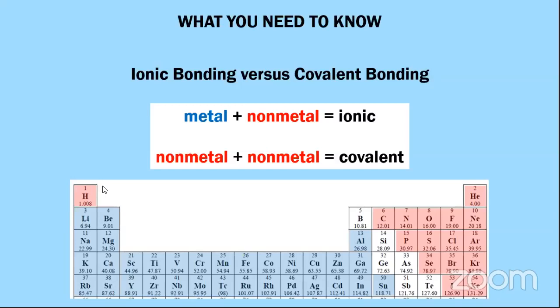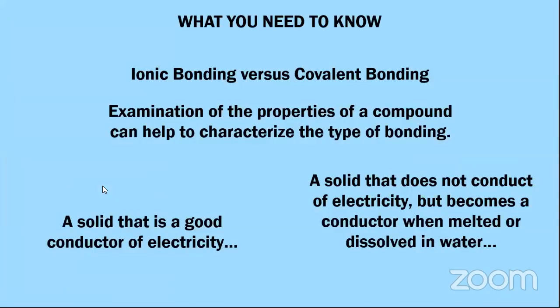So this is a very simple general rule that can solve some of your problems to decide what kind of bonding it is. But another way to characterize the type of bonding would be to examine the properties. So I'll just give you some examples of properties. Suppose we have a solid that is a good conductor of electricity. Well, what kind of bonding should that solid have? Typically, that would be a metal. So metallic bonding is characterized by solids that are excellent conductors of electricity. So things like copper and aluminum and zinc.